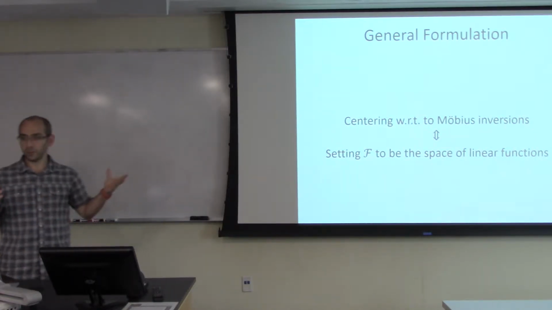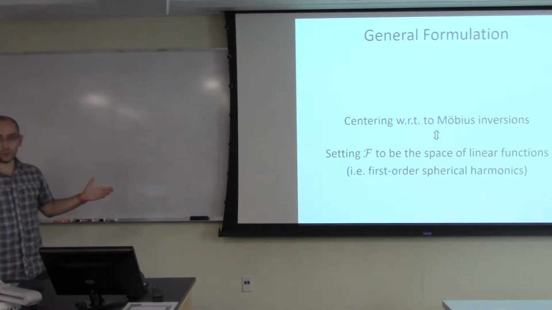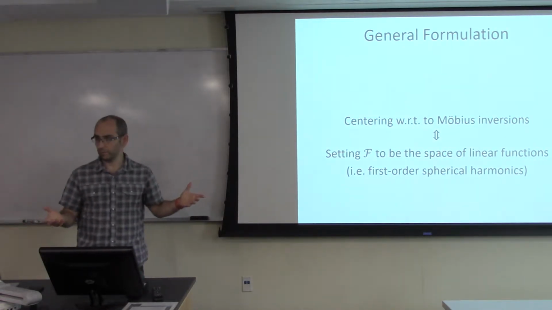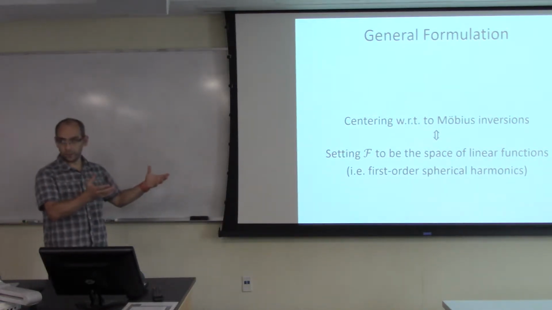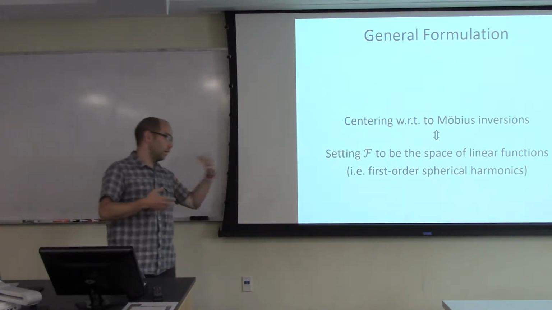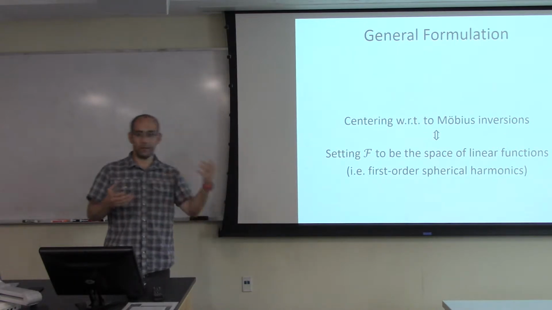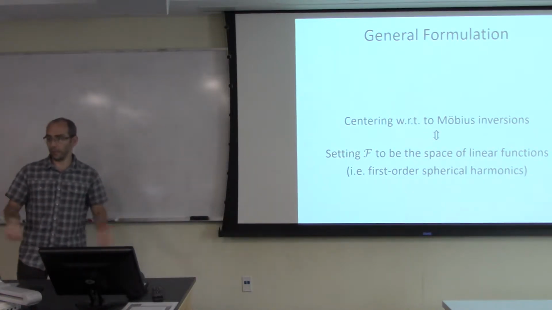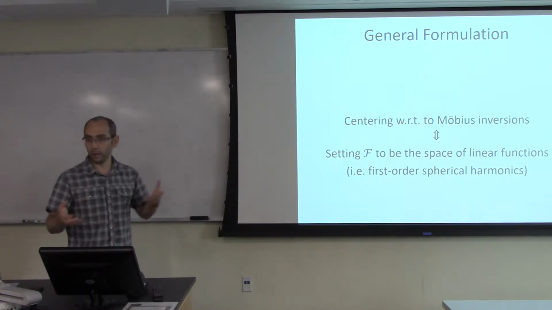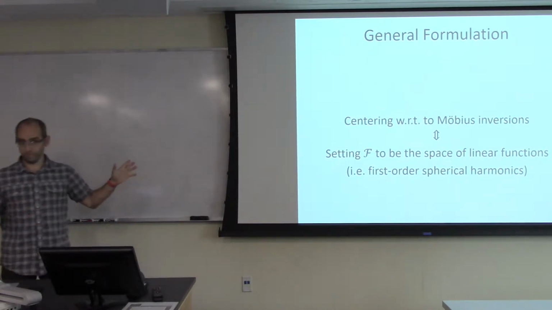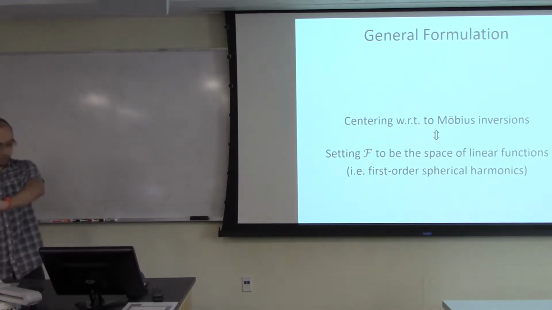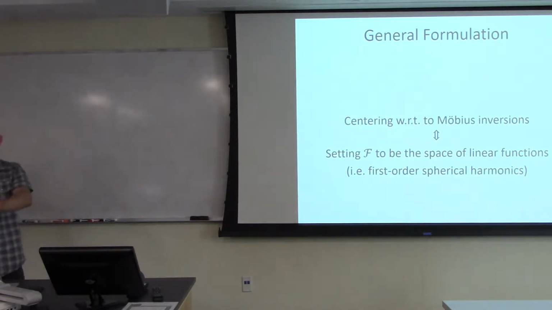Well, what are linear functions restricted to the sphere? Those are spherical harmonics. These are first-order spherical harmonics. So already we're now getting a characterization that is intrinsic. First-order spherical harmonics are the eigenvectors associated with the Laplace-Beltrami operator, a completely intrinsic object, a linear operator on the space of functions. It's intrinsic to the sphere.